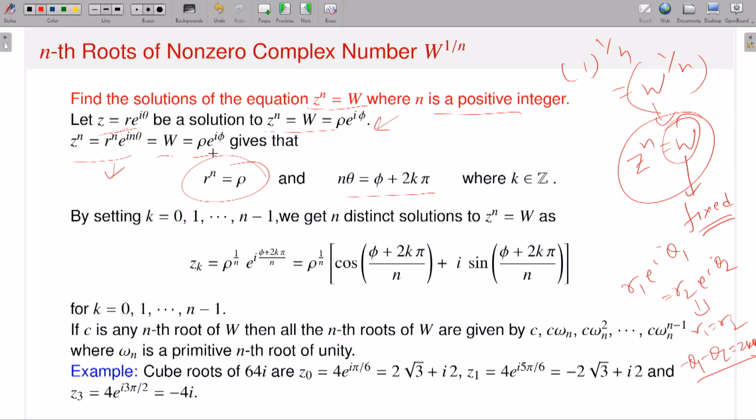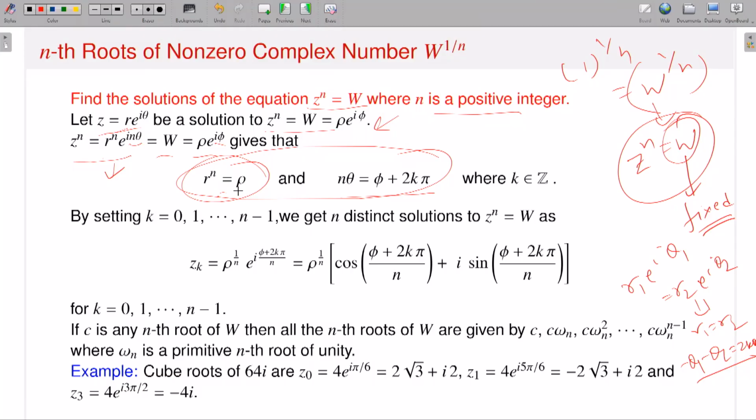Since these two complex numbers are the same, this implies r to the power n is equal to rho. And what is the relation between n theta and phi? N theta minus phi should be exactly equal to 2k pi, where k runs over the integers, and this is the solution. You can get it, and the rest of the part is trivial.